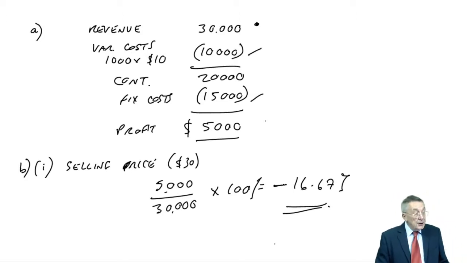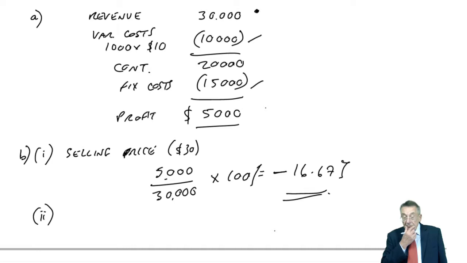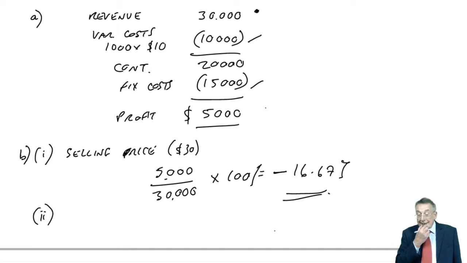All right, well, the others should, I think, be pretty quick. The next one is sales volume. Our costings were done on selling 1,000 units.